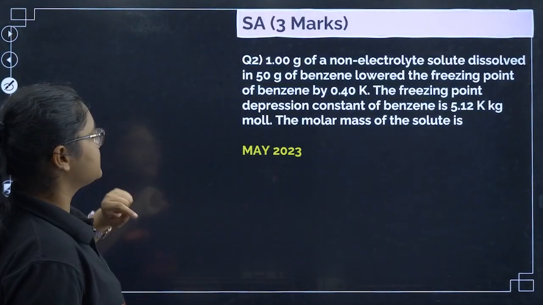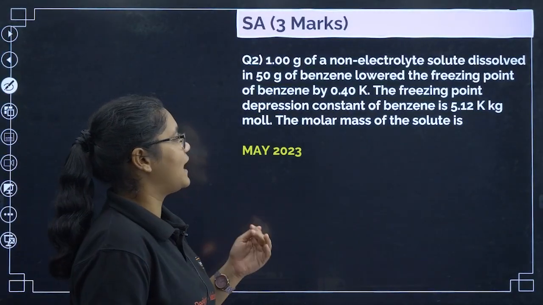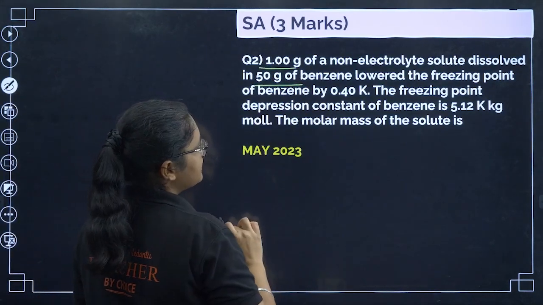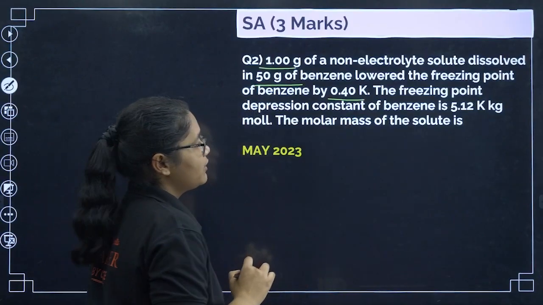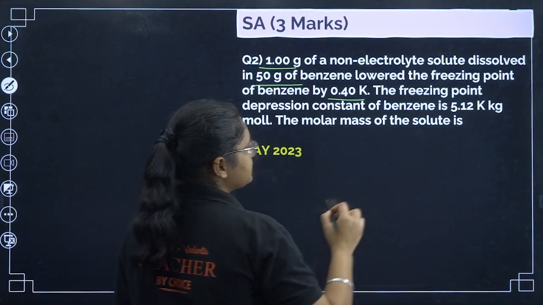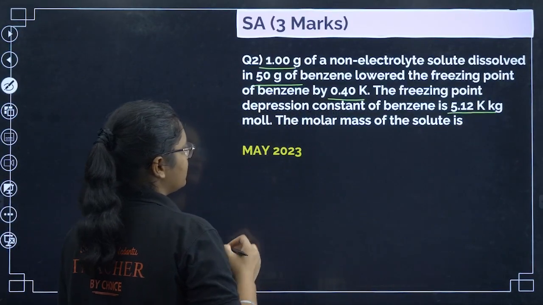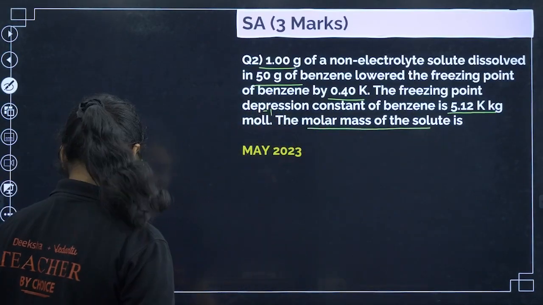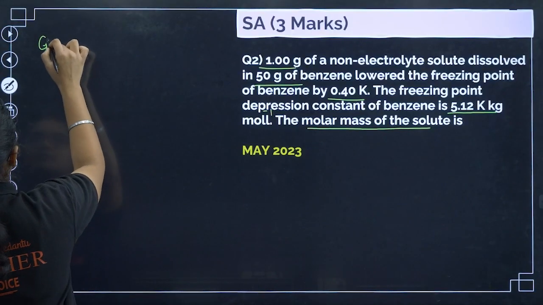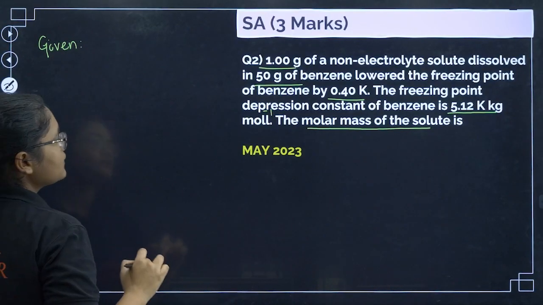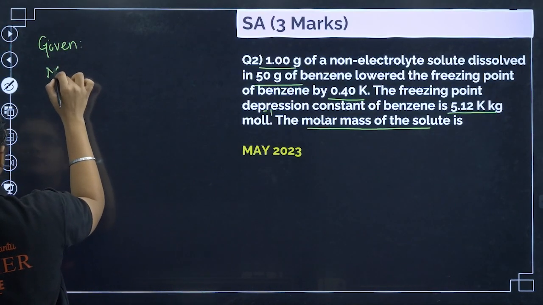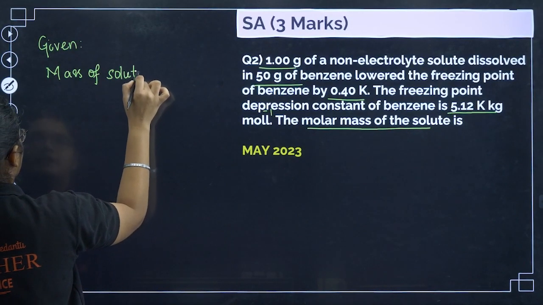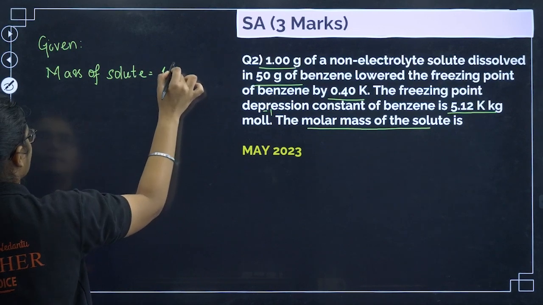Next question, 1 gram of a non-electrolyte solute is dissolved in 50 gram of benzene lowered the freezing point by 0.4 Kelvin. The freezing point depression constant is 5.12 Kelvin kilogram mole inverse. The molar mass of the solute is. Okay, same process. Let's write the given value first. So what are the given values? You have mass of the solute. So what is the mass of the solute? That is equal to 1 gram, right?